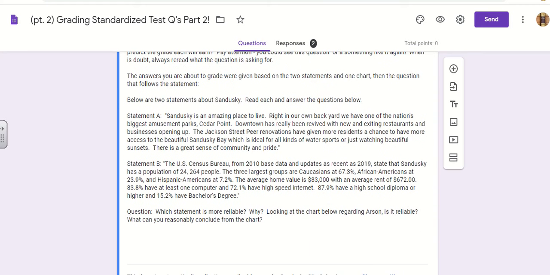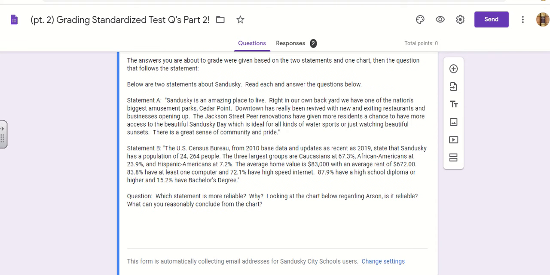So I'm telling you that we have 2 statements and then a chart. So statement A is that Sandusky is an amazing place to live, and then a lot more quotes about, which I agree, about why Sandusky is awesome. Statement B is much more about stats and figures. It tells you the population, the breakdown, some financial things. And the question is, which statement is more reliable and why? And even though I think both are true, one can be proven and one cannot be.